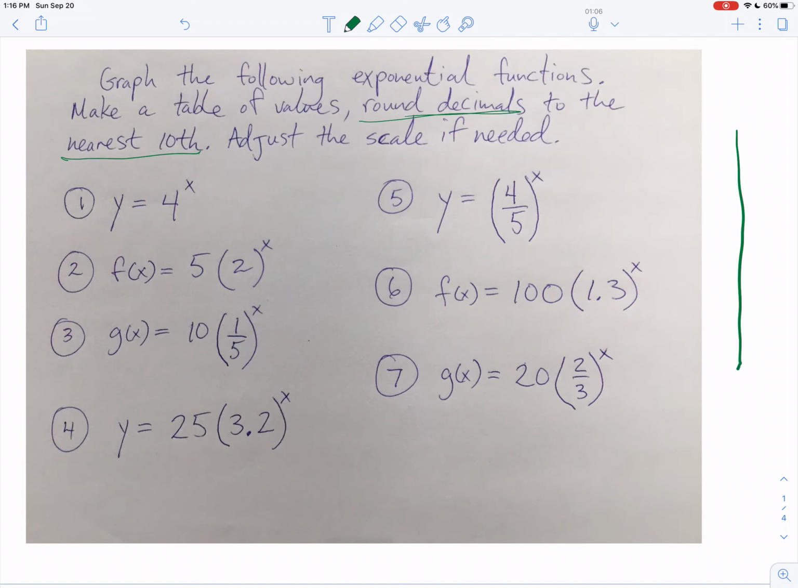Come on, straight. Is it not going to straighten up? Oh my gosh. Okay, fine.